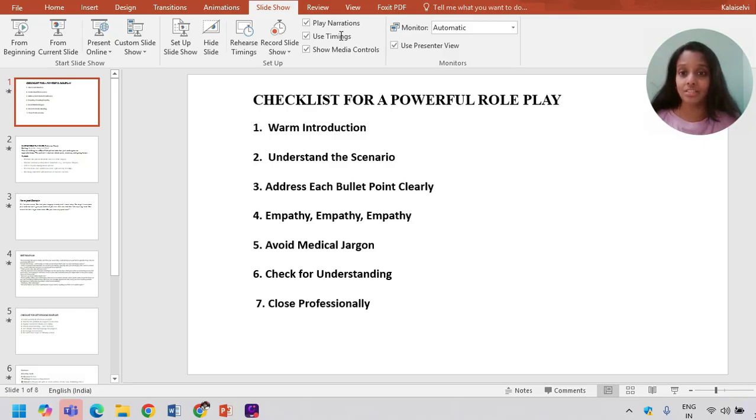And the fourth one is empathy, empathy, empathy. Don't just deliver information. Try to connect with your patient. You can use phrases like, I can imagine that must be tough, or it's completely understandable to feel that way. Got it? Try to connect with your patient.